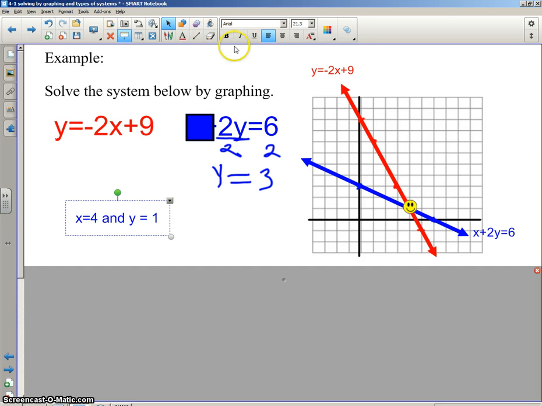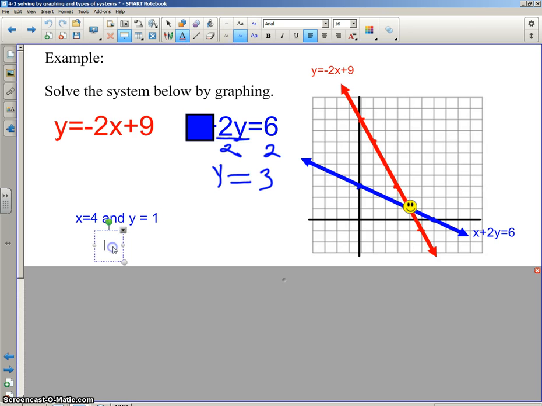Or you can write it like an ordered pair. That is also acceptable. And I mean, it's kind of shorter to write it like that. So you can write it 4, comma 1. All right, and that works too. Okay, however you want to do it.